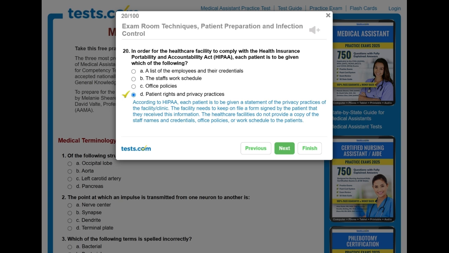According to HIPAA, each patient is to be given a statement of the privacy practices of the facility/clinic. The facility needs to keep on file a form signed by the patient that they received this information. The healthcare facilities do not provide a copy of the staff names and credentials, office policies, or work schedule to the patients.